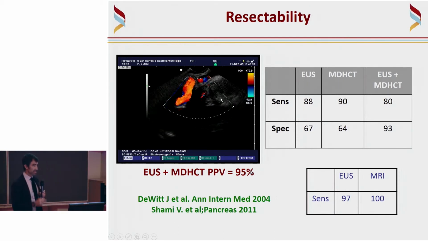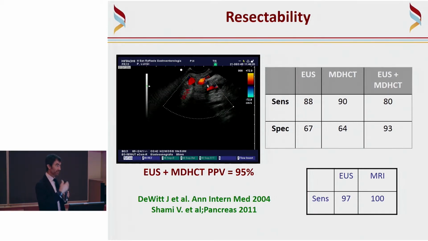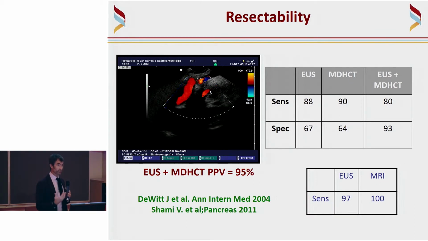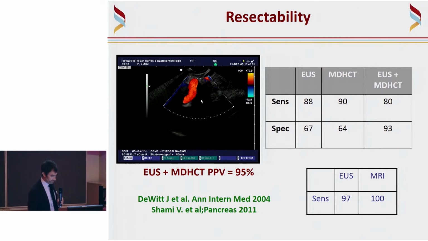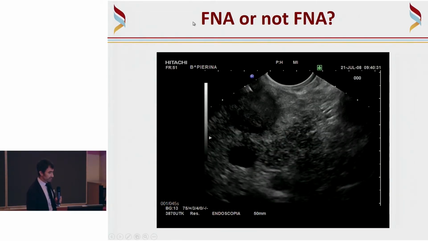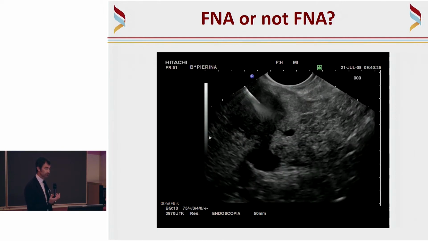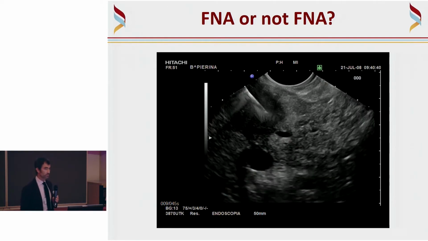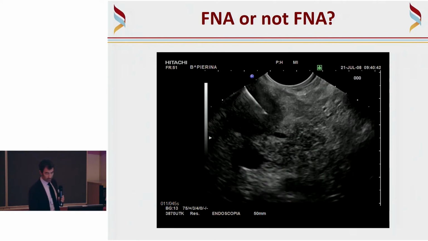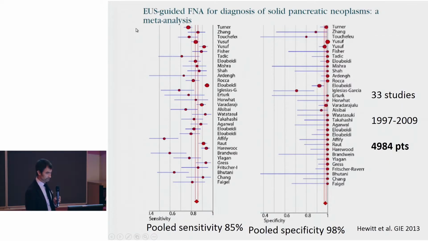So this means that EUS and multi-detector helical CT together are very able to rule in the involvement of the vessels, but less able to rule out the involvement of the vessels. But when we have depicted a lesion in the pancreas, what do we need to do? Do we need to perform FNA or not? There are several data on that.